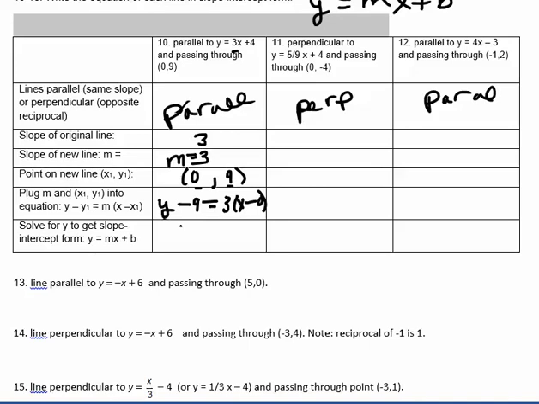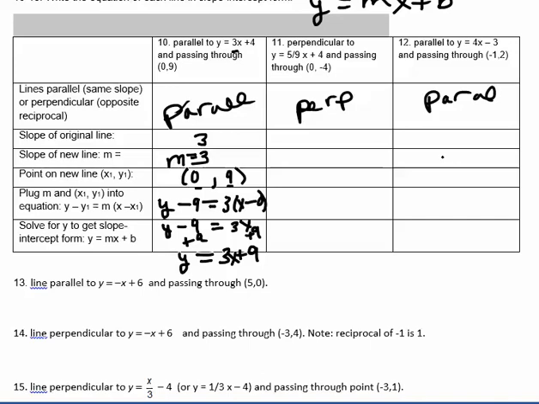And now we solve for y, so that we can get y equals mx plus b. So y minus 9 equals 3x minus 0. We could do the distributive property there, but we'd get 3x minus 0, so that's just 3x. And now I just need to add 9 to both sides. You can do this on your own paper and then write what your equation would be. So y equals 3x plus 9. That's all I do for number 10. And number 12 will be the same thing because it's parallel.